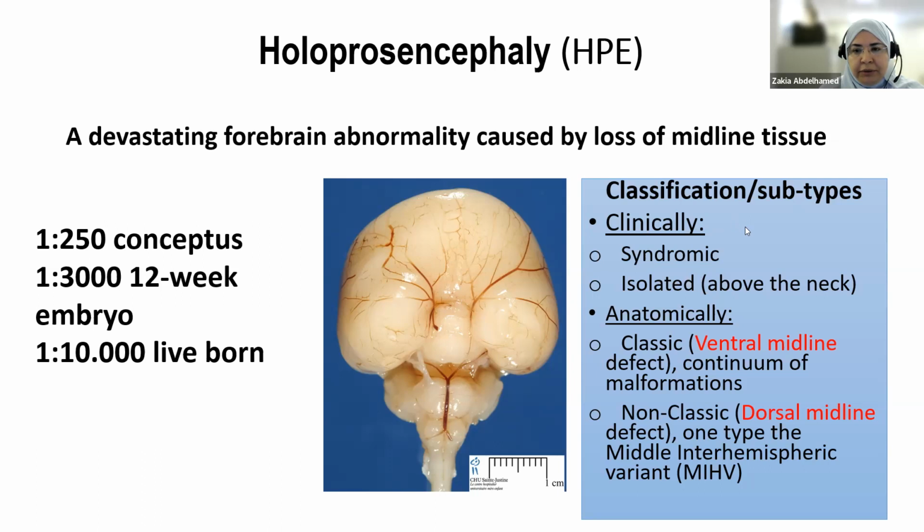And according to the clinical classification, it can be syndromic, or as a part of a syndrome, or isolated, usually they call it above the neck. Or according to the anatomical classification, as I mentioned, it can be ventral, and this is also called the classic holoprosencephaly, and I will go into much more detail about that soon. And if it affects only the dorsal side of the forebrain, it is called the non-classic, also called the middle interhemispheric variant.